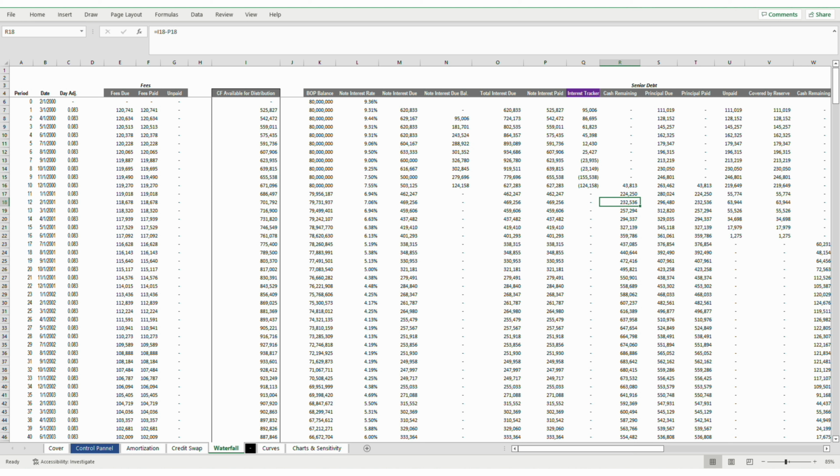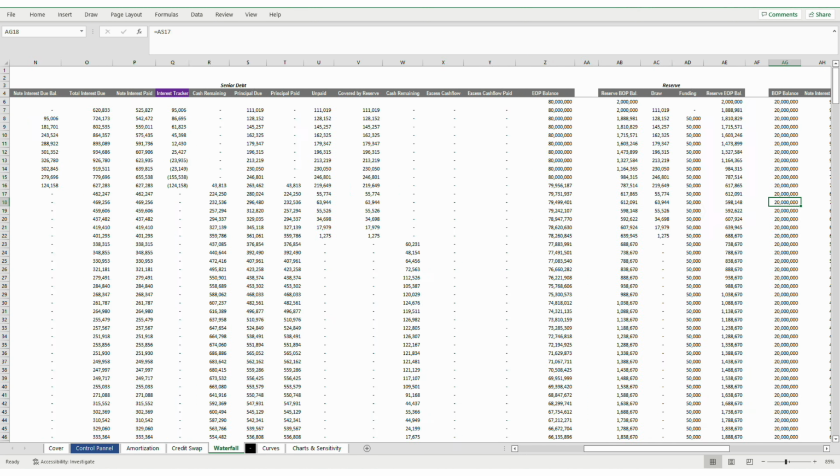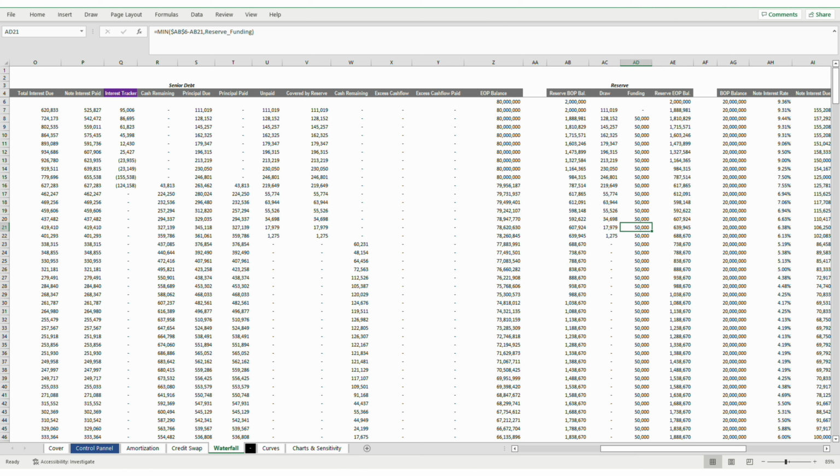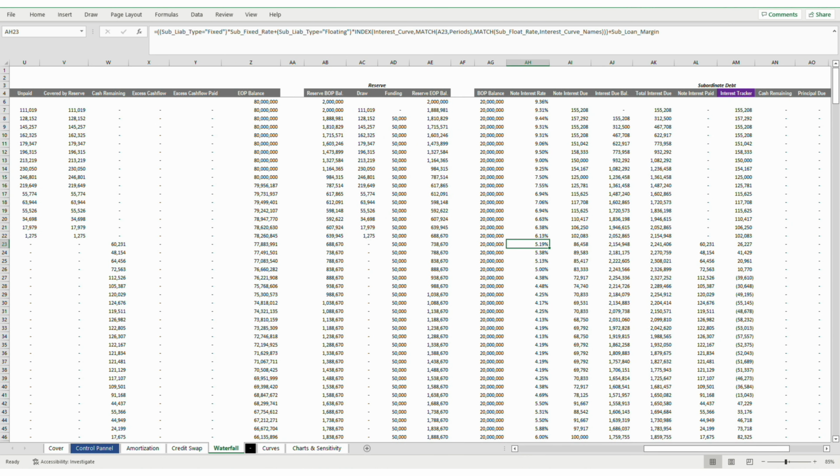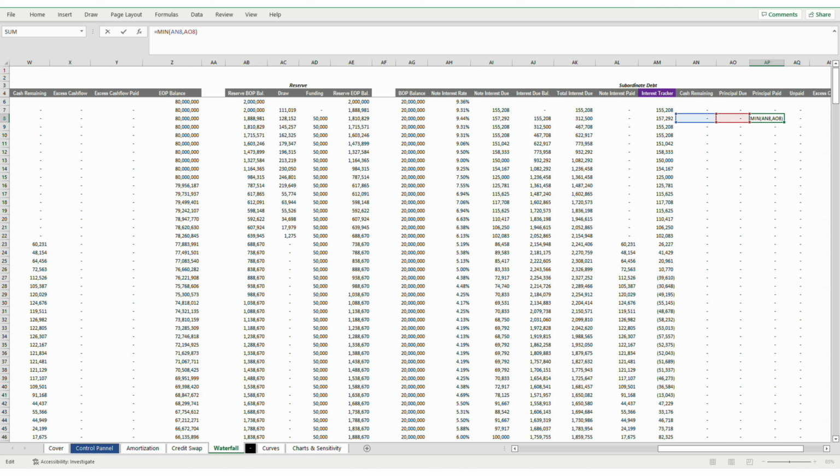From the available cash flow after senior interest, senior principal is paid off. There's also a working principal reserve, which you can see here in columns AB through AE, which is funded by a set amount every month. The remaining cash flow in column W includes that principal reserve. Skipping over to the subordinate structure, note interest due is calculated the same way as in the senior debt structure. The only difference here is that interest paid is based off cash flow remaining after paying off the senior interest and principal. Then principal paid is the minimum of either cash flow remaining after senior interest, senior principal, and subordinate interest, or the principal due.